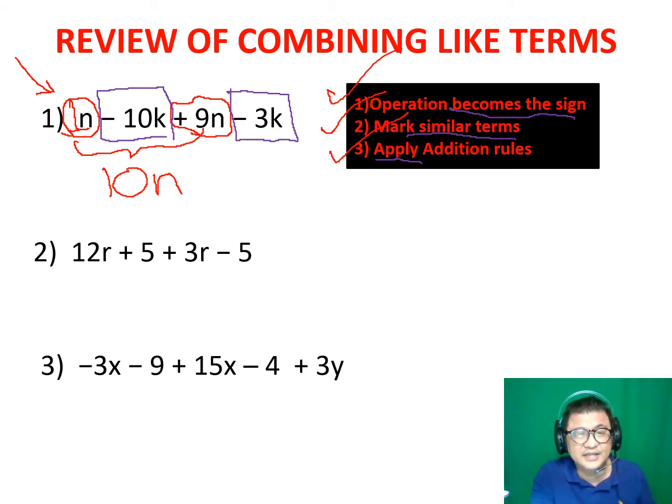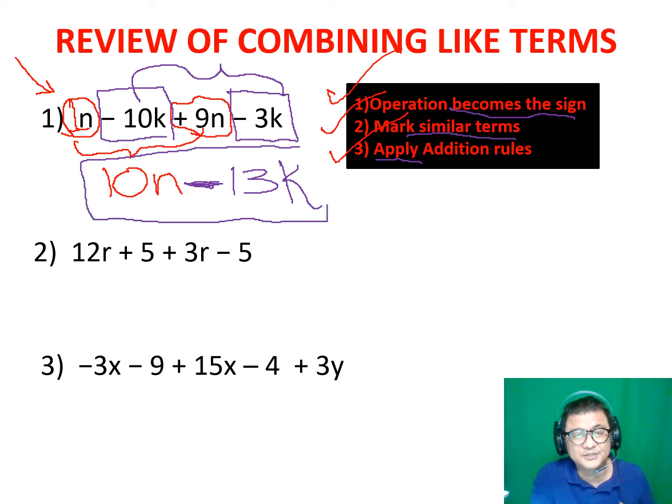All right. Next, let's look at the one which I marked with a square. The square is a negative 10K and a negative 3K. These two, when combined, adding two negatives now, the rules for integers: two negatives is still a negative. So look at how I write it. Negative 13K. That negative becomes the operation as well. All right, so my final answer, combined like terms, will be 10N minus 13K.